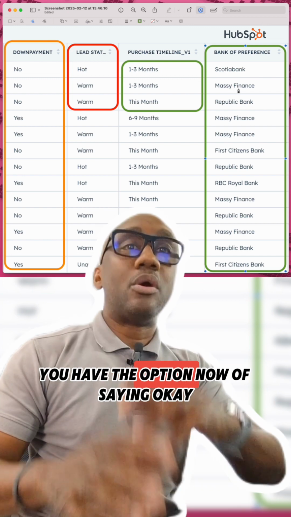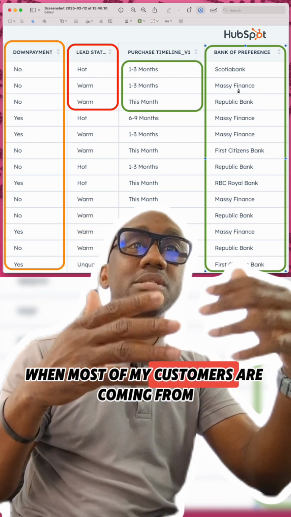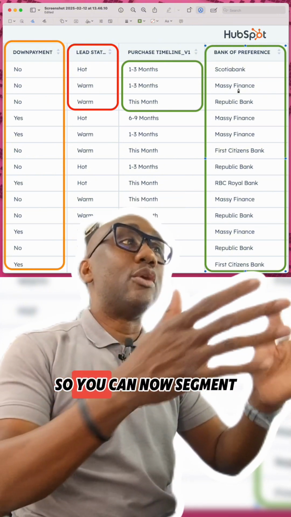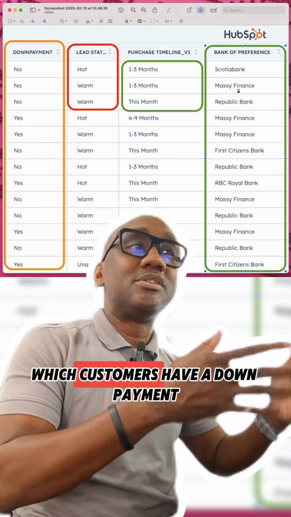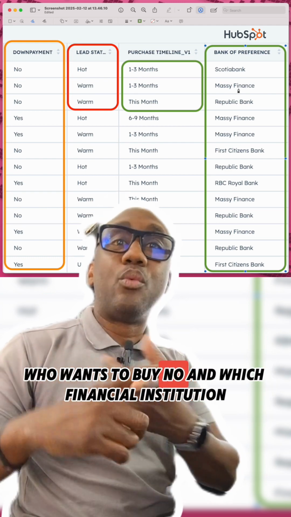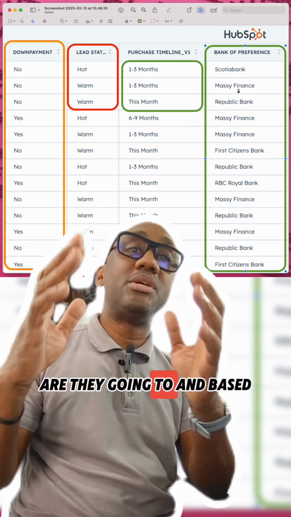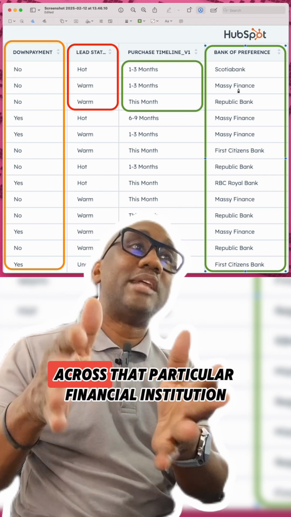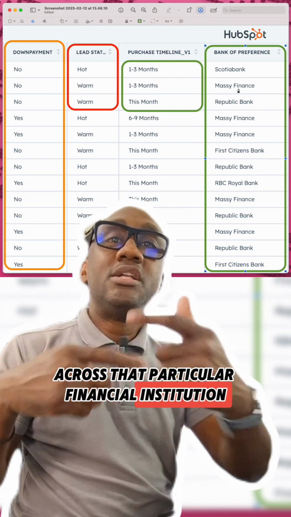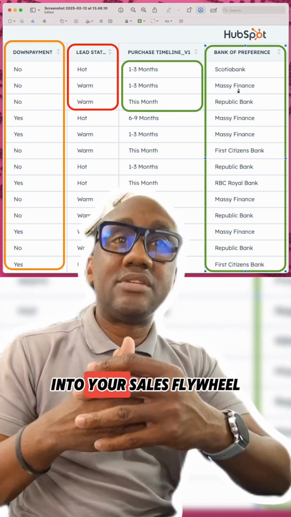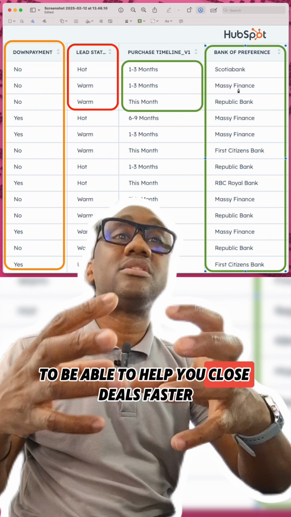You have the option now of saying, okay, most of my customers are ready to go to this financial institution. So you can now segment which customers have a down payment, who's hot, who wants to buy now, and which financial institution they're going to. And based upon the relationships that you have, how do you push that across to that particular financial institution to put more force into your sales flywheel, to help you close deals faster?